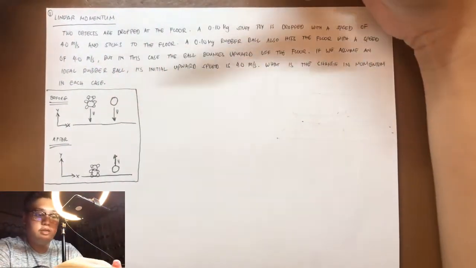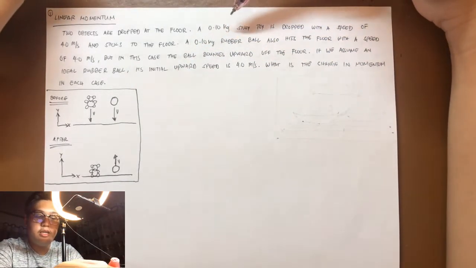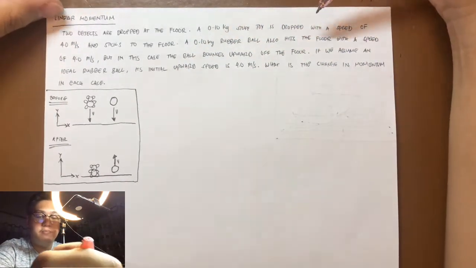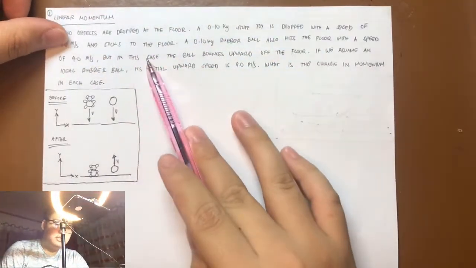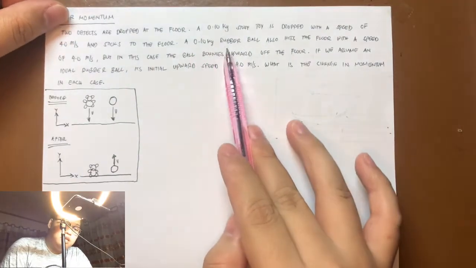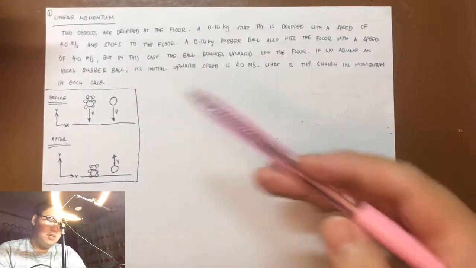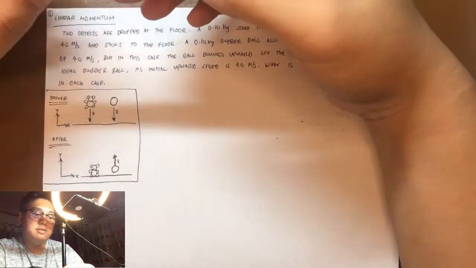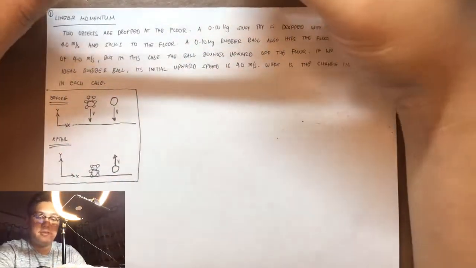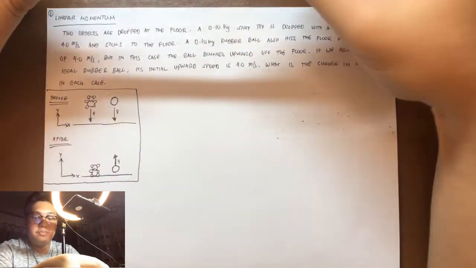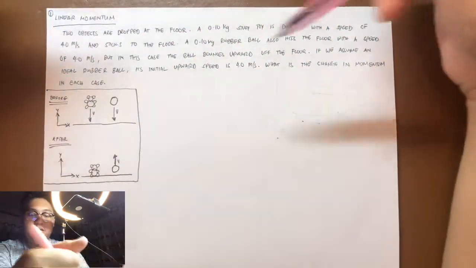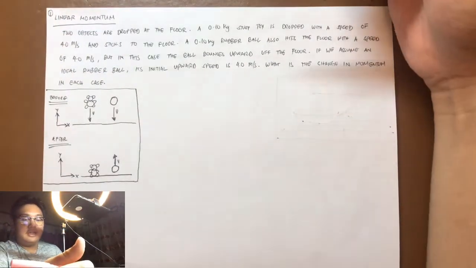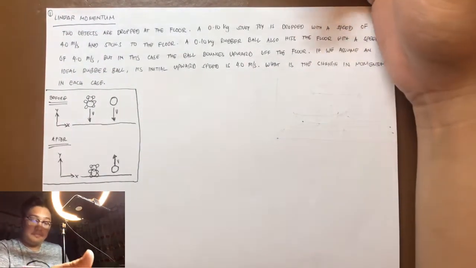So, umpisa natin. Sabi dito sa problem, two objects are dropped at the floor. A 0.10 kg stuffed toy is dropped with a speed of 4 meters per second and sticks to the floor. A 0.10 kg rubber ball also hits the floor with a speed of 4.0 meters per second, but in this case, the ball bounces upward off the floor. If we assume an ideal rubber ball, its initial upward speed is 4 meters per second. What is the change in momentum in each case?